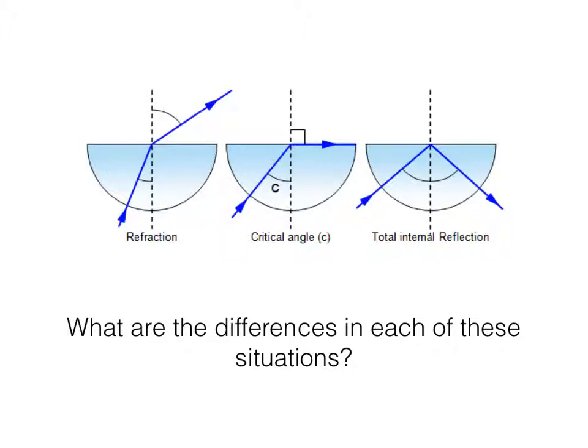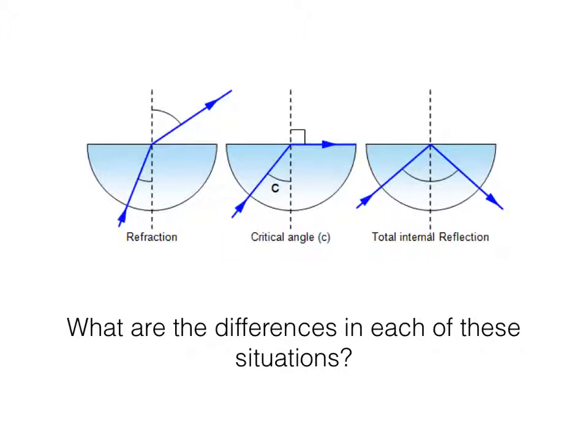Here I've got three different images. One showing our normal idea of refraction, where we have an incident ray of light. In this example, we're travelling from an optically dense medium to a less optically dense medium. So my refracted ray actually moves away from the normal.